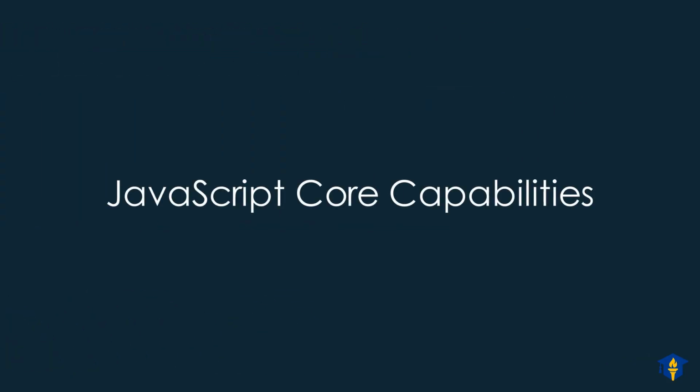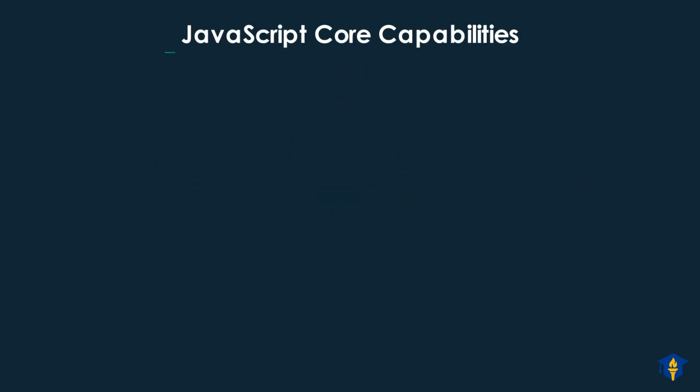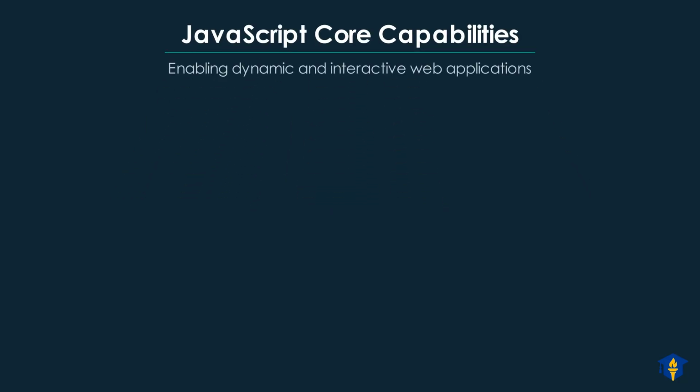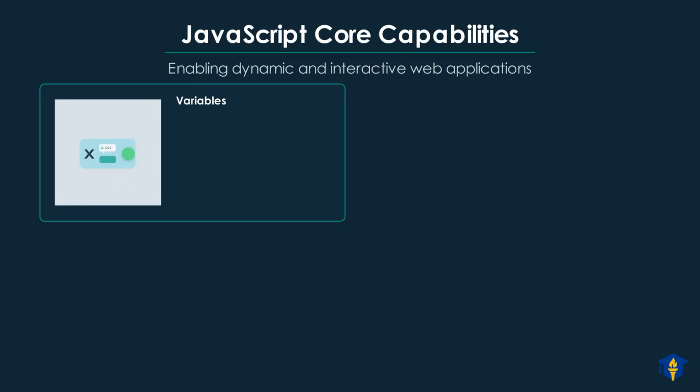Let us now examine JavaScript's core capabilities, essential for modern web development. These capabilities are fundamental to enabling dynamic and interactive web applications for users. Variables are foundational in JavaScript for storing data. You declare variables using let, const, or var to store various data types and values. These variables can then store different types of information, such as numbers, strings, or objects.